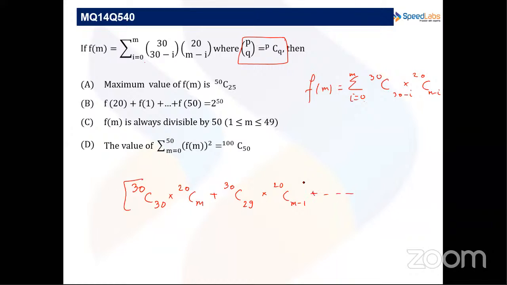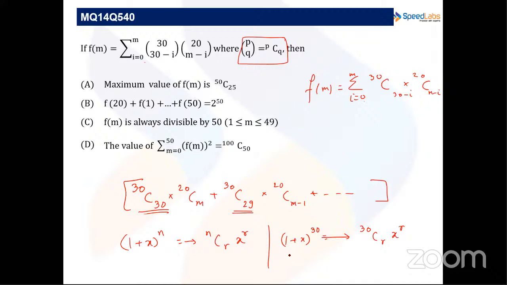So what do these terms represent? If we have (1 plus x) to the power n, then the coefficient of x to the power r is nCr, or we can say the general term is nCr x to the power r. So here, if we have (1 plus x) to the power 30, then the general term will be 30Cr x to the power r. And if we have (1 plus x) to the power 20, then the general term will be 20Cr1, let's say, into x to the power r1.